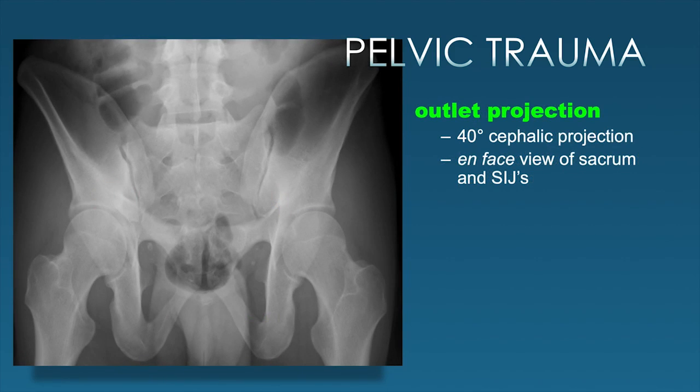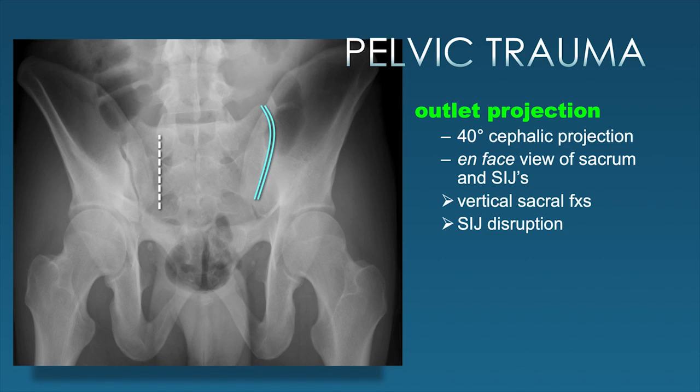The outlet view gives you sort of an en face view of the sacrum and the anterior SI joints, so we can look for vertical sacral fractures this way. We can see if there's disruption of the SI joints with greater advantage on this view as well, and of course if there's any vertical displacement of one hemipelvis relative to the other.